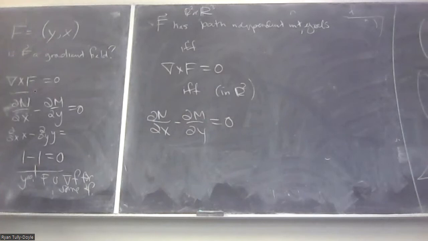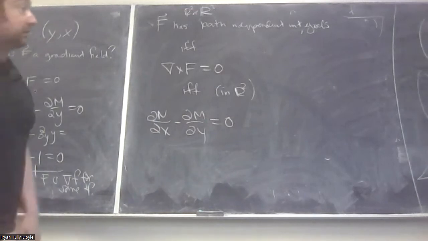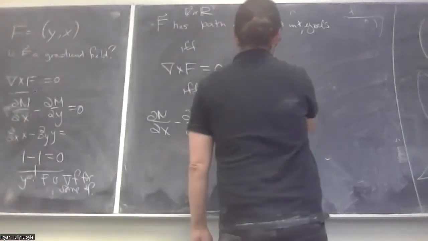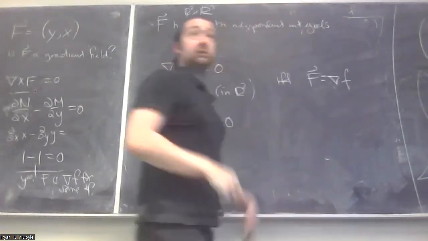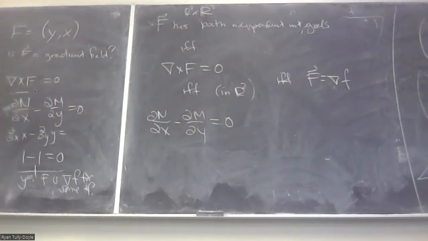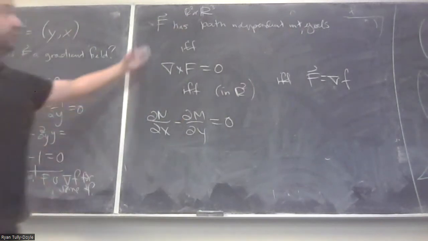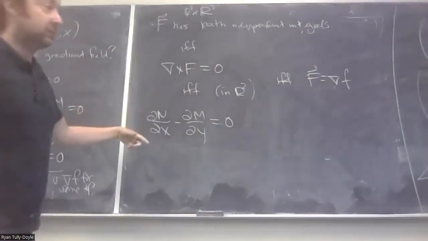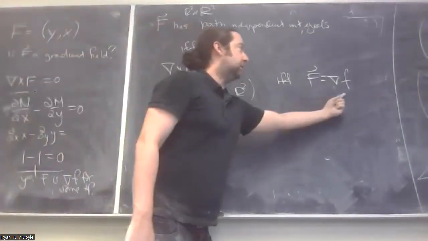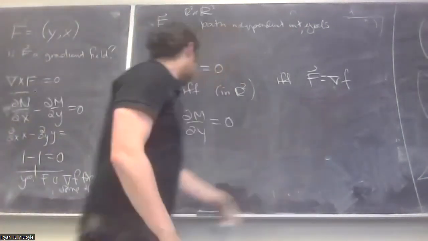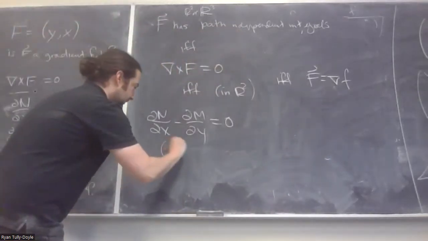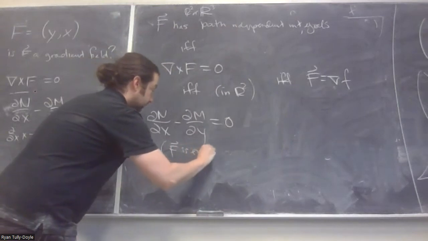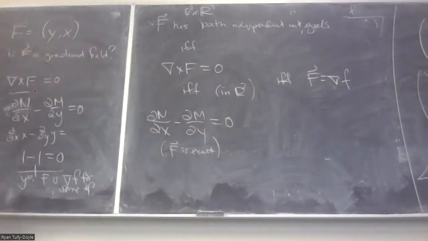So we go one step further in R2. All of this is also if and only if F is equal to grad f. So this chain of ideas is all hooked together. These are four ideas here: path independent integrals, curl being 0, F being a gradient of some potential function, and F being exact. They're all basically the same idea.